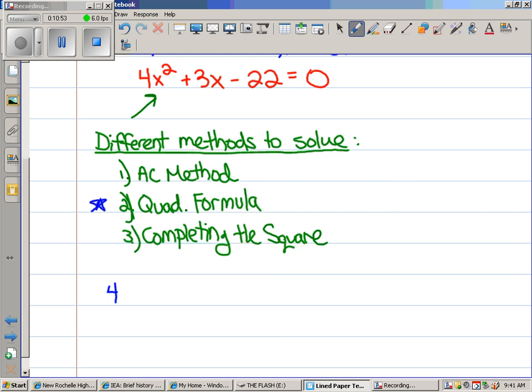Let's do 4x squared plus 3x minus 22 equals 0. We're going to list off A. A is 4.